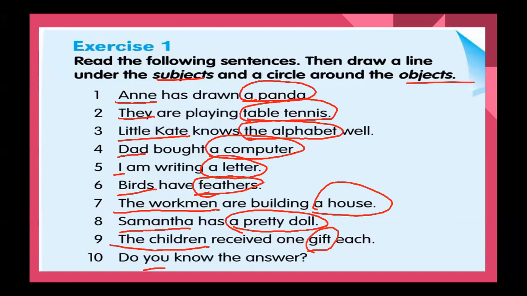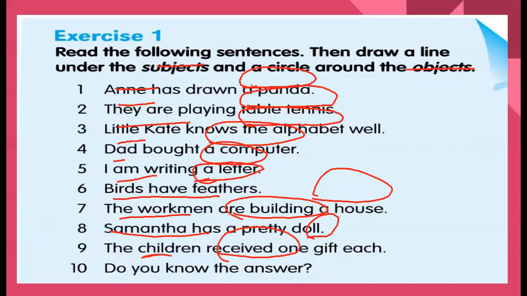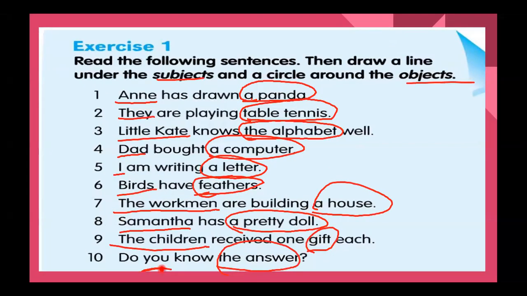Very good. Do को नहीं consider करेंगे. Do यहाँ पर helping verb है. So you is the subject and the answer is the object. Clear? Last one is a little tricky. Do you know the answer? Here in the middle you can see, after the helping verb फिर हमारा subject आया है, because this is a question. It's not a statement. That's why it is started with a helping verb and not with the subject. So you is the subject over here and the answer is the object over here.